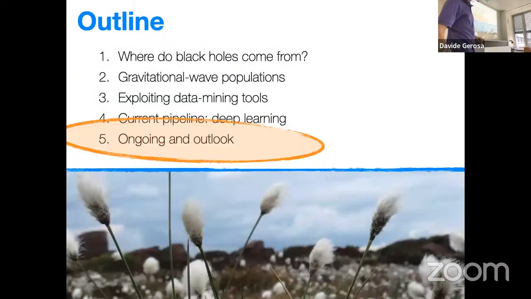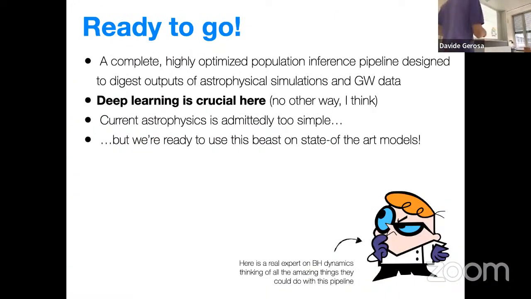Okay, and this is it, really. I'm basically done. So I think we're ready to go. We have a complete and optimized population inference pipeline, which is, in our dreams at least, supposed to digest outputs from astrophysical simulations and feed them directly against gravitational wave data without relying on functional forms in between. We've applied it to hierarchical mergers and highlighted that some of the features that people have overlooked can actually be taken out.